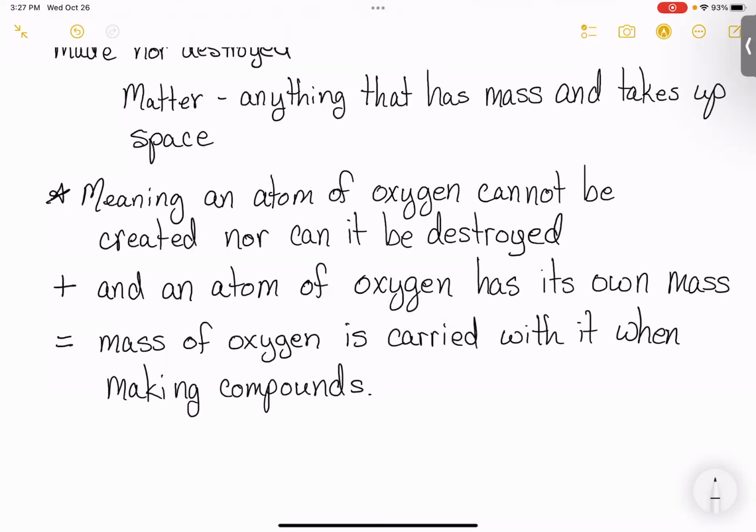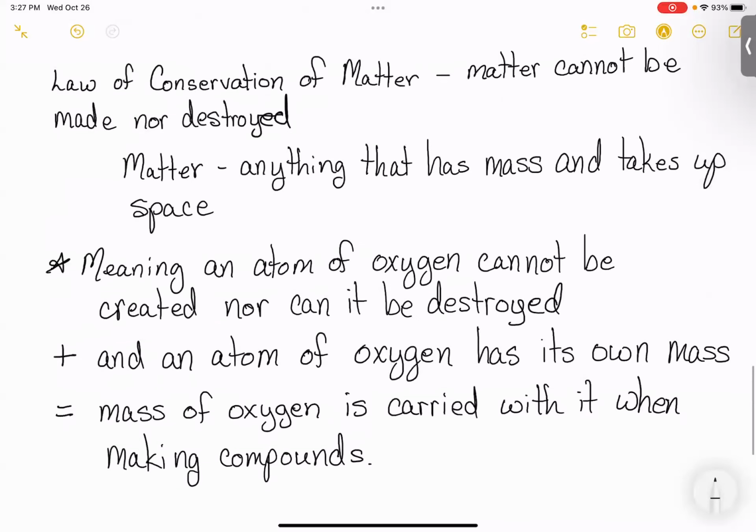Now, obviously, I used oxygen as my example, but I could have used hydrogen. I could have used nitrogen. I could have used radon. I could use any element up there. The fact of the matter is, in order for us to follow the law of conservation of matter, since matter is anything that has mass and takes up space, it means that that element has to carry with it its mass in making a compound.